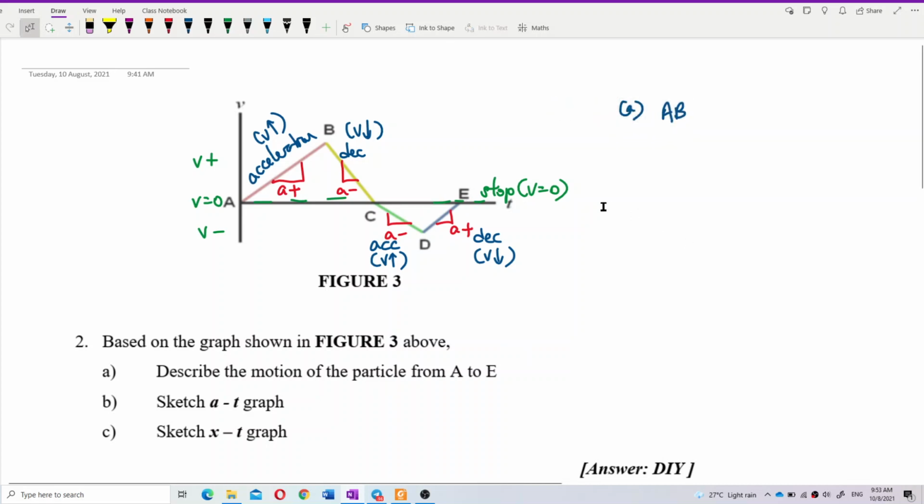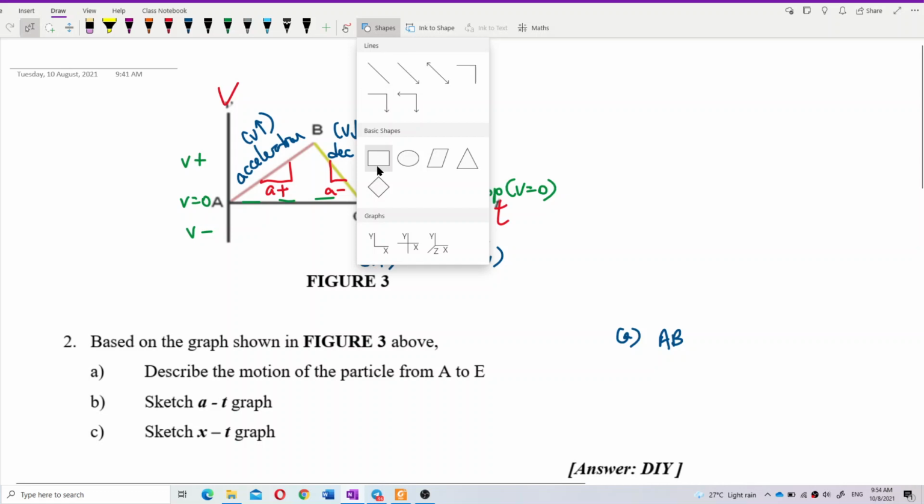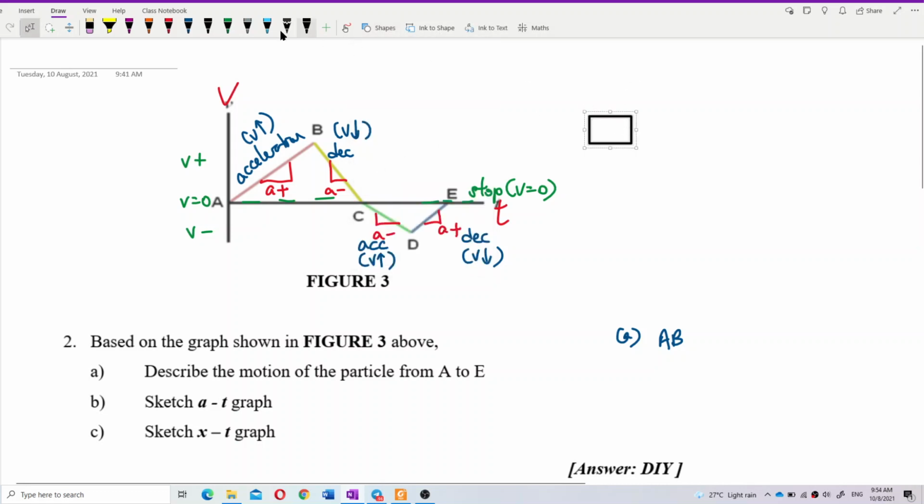Let us look at this. Maybe we can describe this graphically, meaning I use a picture to describe this motion. Let's imagine, what kind of graph is this again? This is a velocity-time graph. Maybe I use an object to explain. I draw a car first. This is the car.